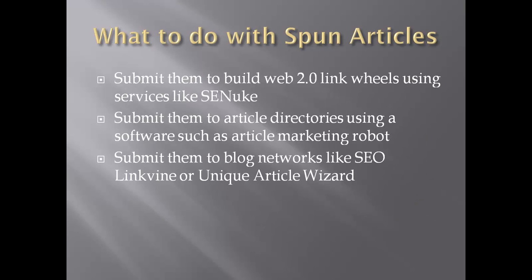Now, what to do with spun articles? You can submit them to build Web 2.0 link wheels with SENuke. You can submit them to article directories using something like Article Marketing Robot, or you can submit them to blog networks like SEO Link Finder, Unique Article Wizard. All of these are a great option at building your link diversity and getting you a good IP spread and lots of high quality backlinks to your website.